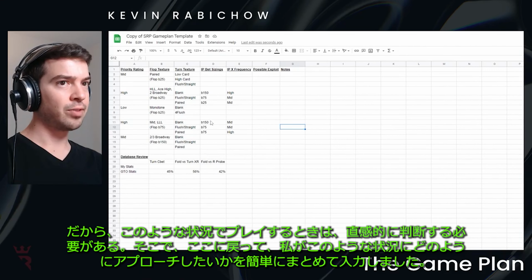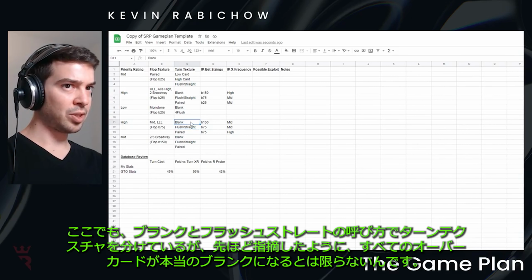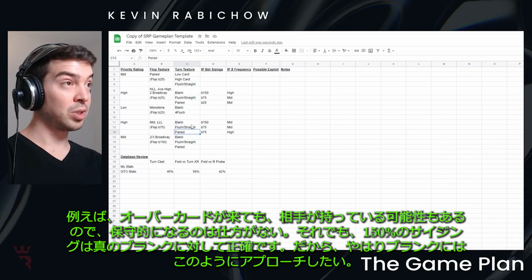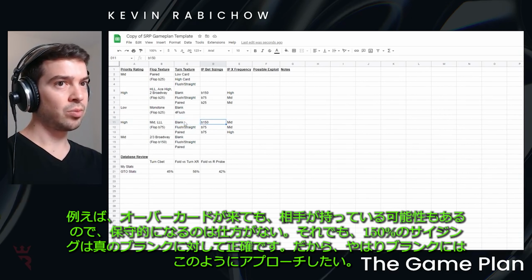So I've gone back here and I've input the quick summary of how I would like to approach these situations. Again, I've stayed with the blank versus flush straight nomenclature for how to separate these turn textures. But as I pointed out just now, not every overcard is going to be a true blank, so there is some reason to be conservative if, for example, an overcard comes that's also possible for our opponent to have. But still, the 150% sizing is accurate for true blanks. So I do still want to approach blanks in this way.